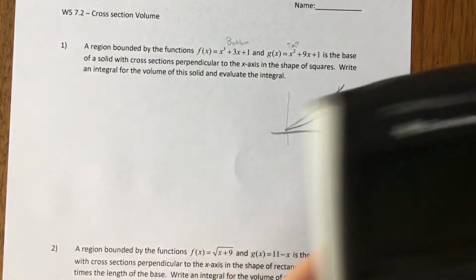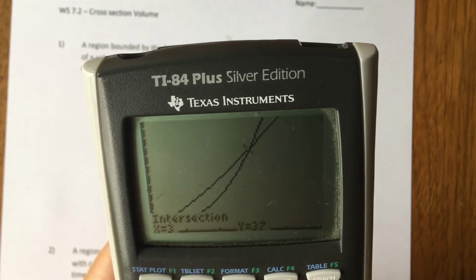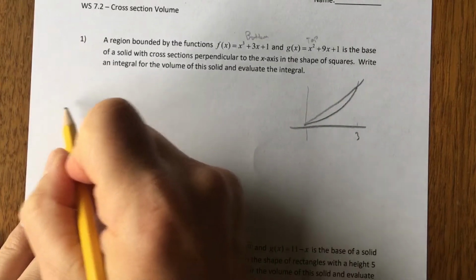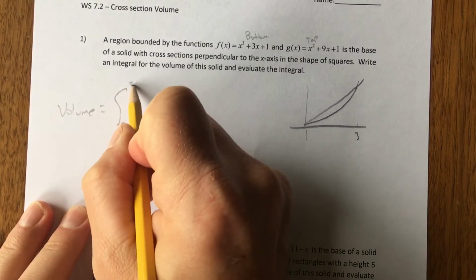All right, and we'd like to know where they intersect. If I calculate that intersection, we get an intersection at x equals 3. So our integral that we'll be setting up for this volume in a little bit will be from x equals 0 to x equals 3.